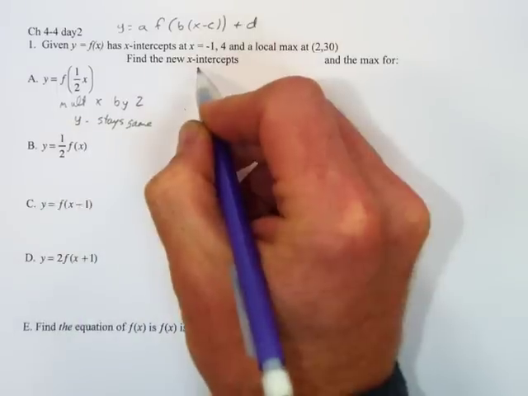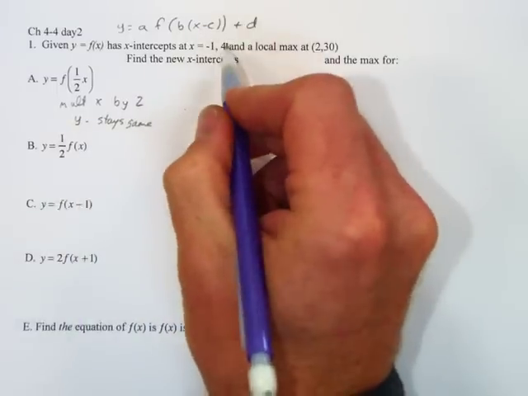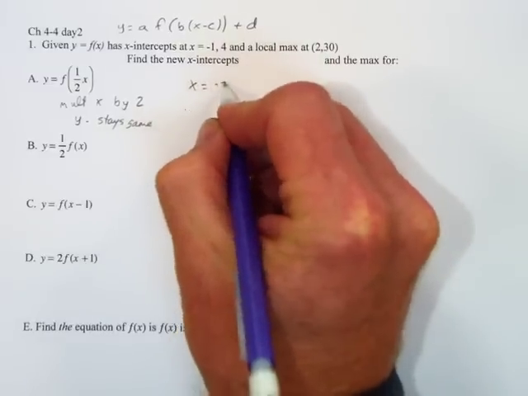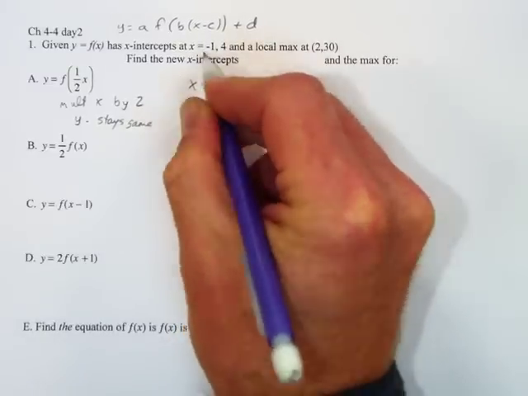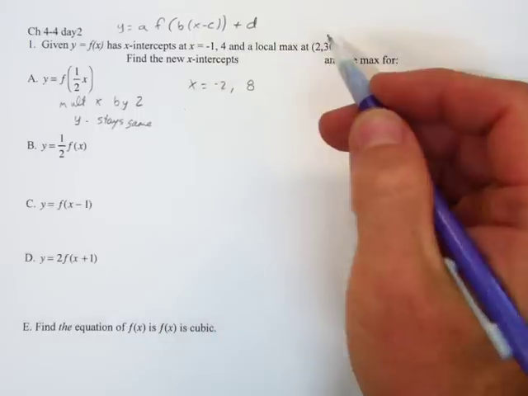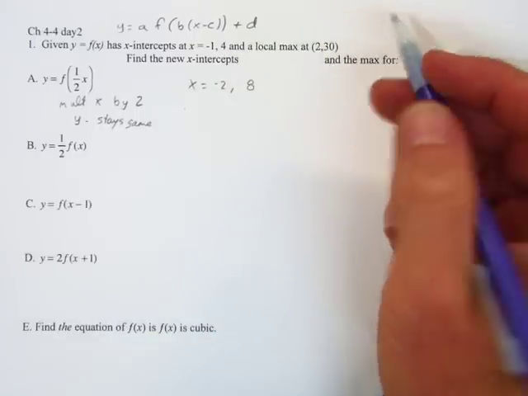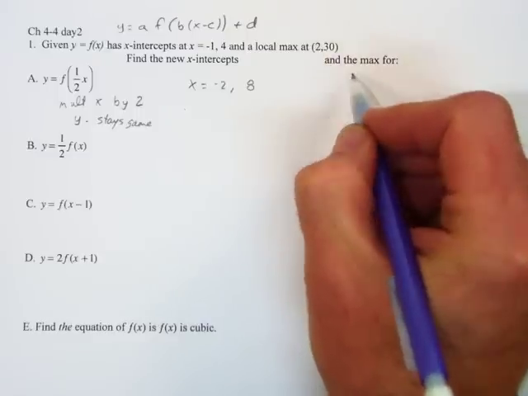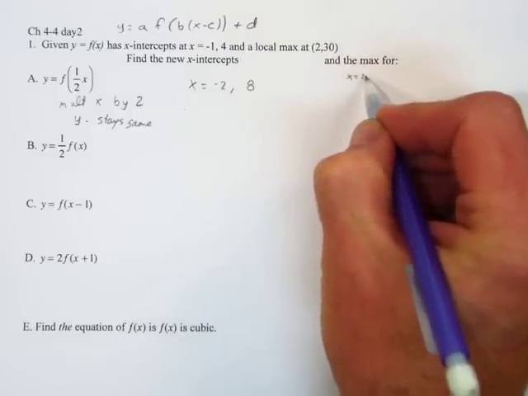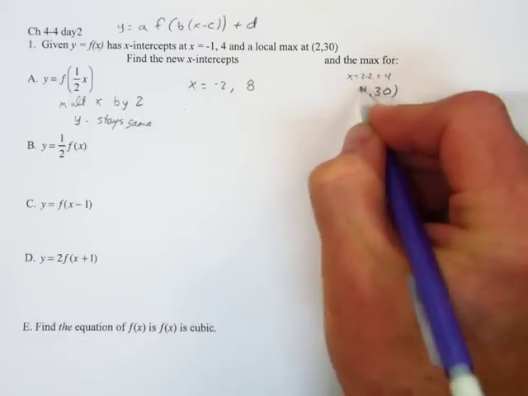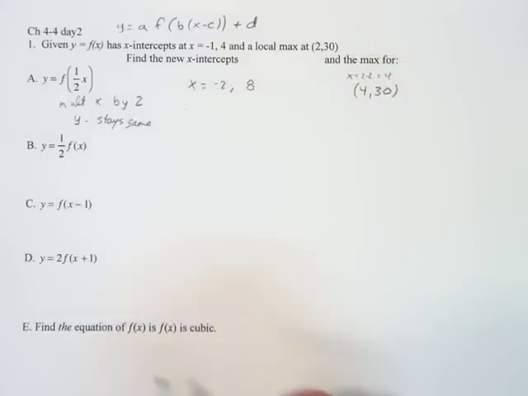So now when we look at our new x-intercepts, our old ones were -1 and 4, so our new ones will be -2 and 8, because we'll just multiply them by 2. The y value there is still 0, since they are zeros, the x-intercepts. Over here, the max. What's going to happen? Only the x value is changing, so x is 2 times 2, or 4, so our max will be at 4, 30. The y value is not changing.